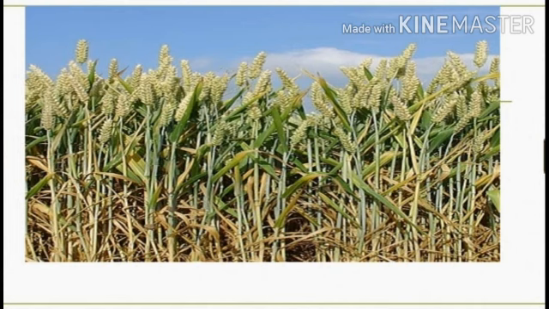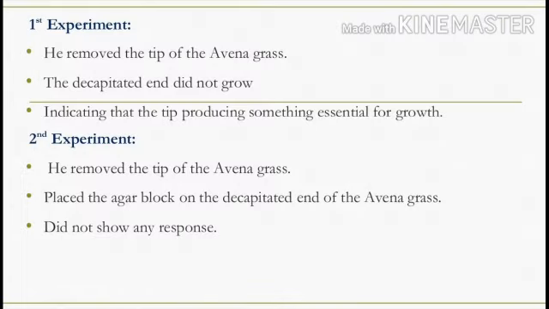This is the Avena sativa plant, that is the oats plant. In this plant Went did all his experiments. Now we can see the different experiments of Went for discovering auxin. In his first experiment, he removed the tip of the Avena grass and noticed that the plant did not grow, which indicates that the tip produces something essential for growth. In his second experiment, he removed the tip of the grass and placed an agar block on the decapitated end of the grass. This also did not show any response.